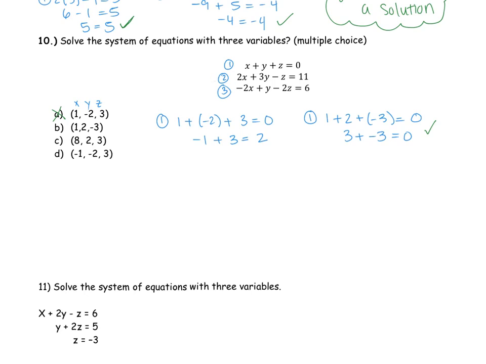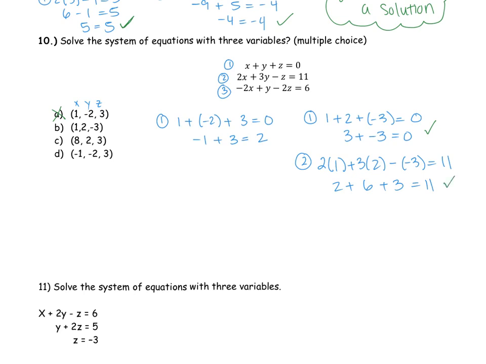Let's try the second equation. So we keep moving if it does work. So my second equation, I'm going to plug in my same coordinate. So I'm going to plug in 1, plug in 2 for y, and plug in negative 3 for z. So 2 times 1 plus 3 times 2 minus negative 3. And does it equal 11? So 2 times 1 is 2 plus 6, because 3 times 2 is 6, plus 3. So if I take 2 and add to 6, that gives me 8. Add a 3 to 8 is 11. So this part does work out.